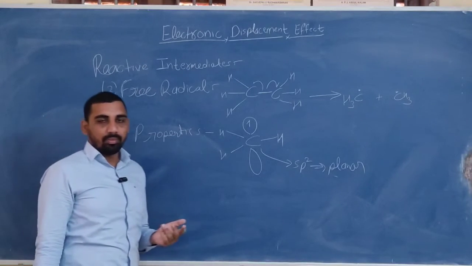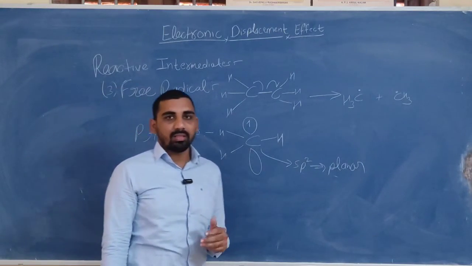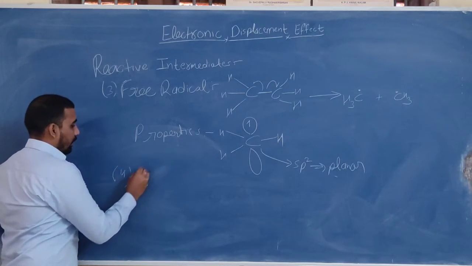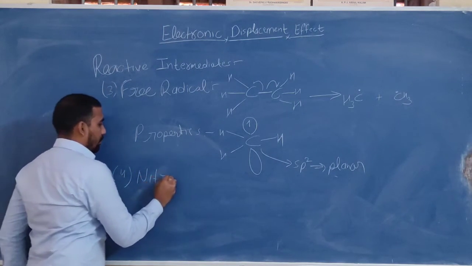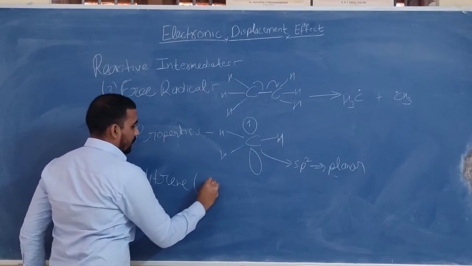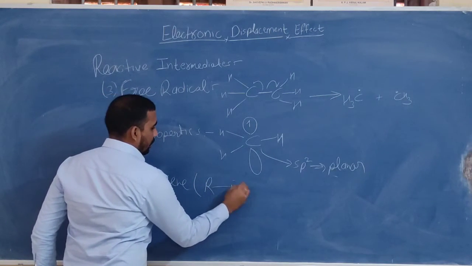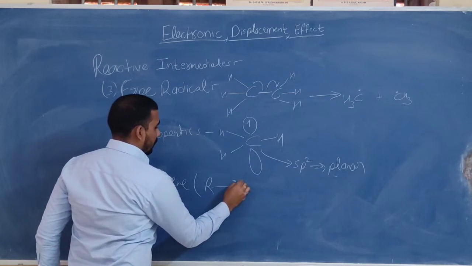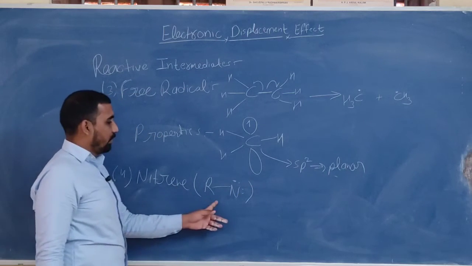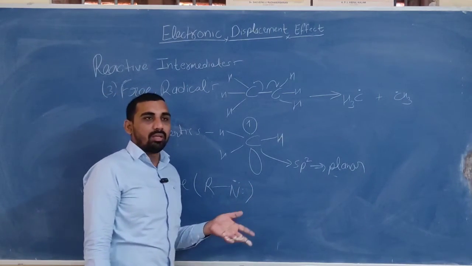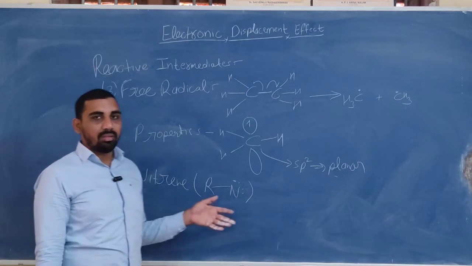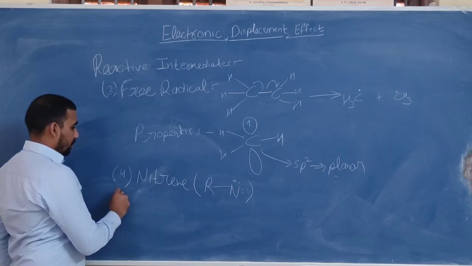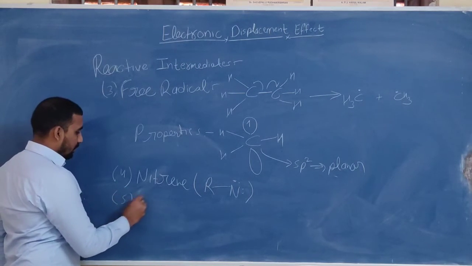These are three important reactive intermediates from our aspect, but there are two more reactive intermediates, like nitrene. The structure is an R group attached to nitrogen, like this. These reactive intermediates are formed in reactions like the Hofmann reaction and the Curtius rearrangement, but we are not concerned about these reactive intermediates now. And one other is carbene.